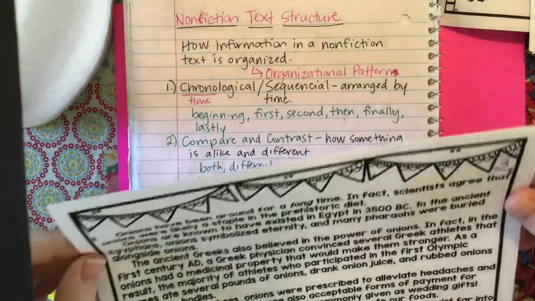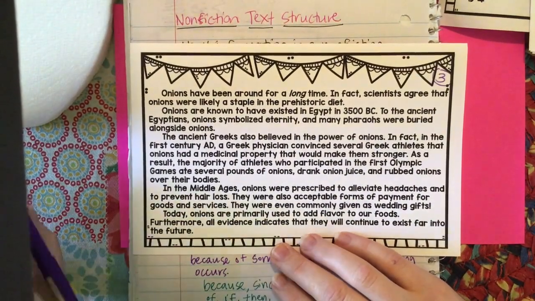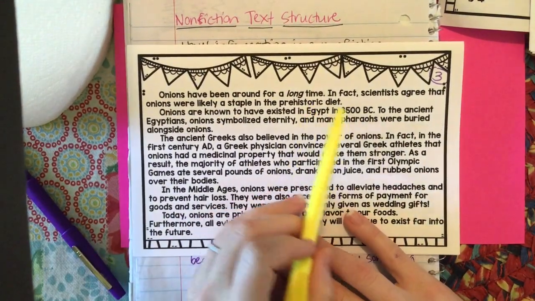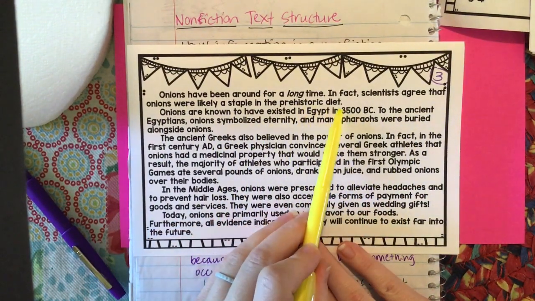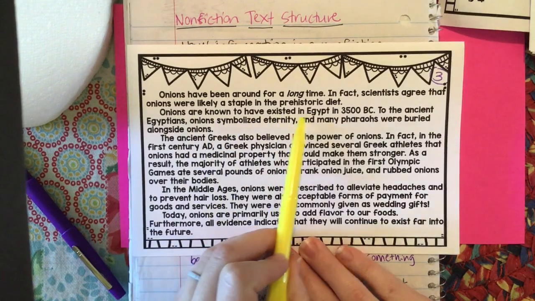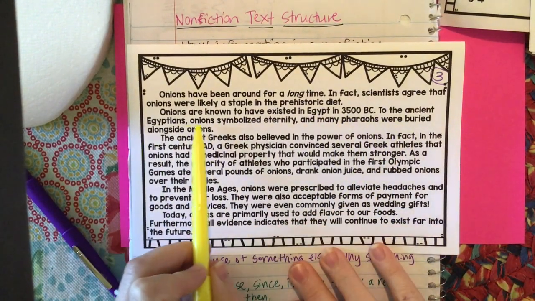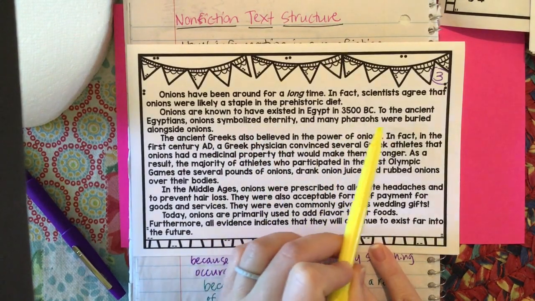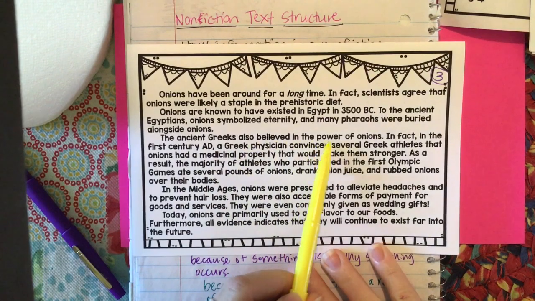All right, our next one, we're going to go ahead and read through and do the same thing. Onions have been around for a long time. In fact, scientists agree that onions were likely a staple in the prehistoric diet. Onions are known to have existed in Egypt in 3500 BC. To the ancient Egyptians, onions symbolized eternity, and many pharaohs were buried alongside onions. The ancient Greeks also believed in the power of onions.